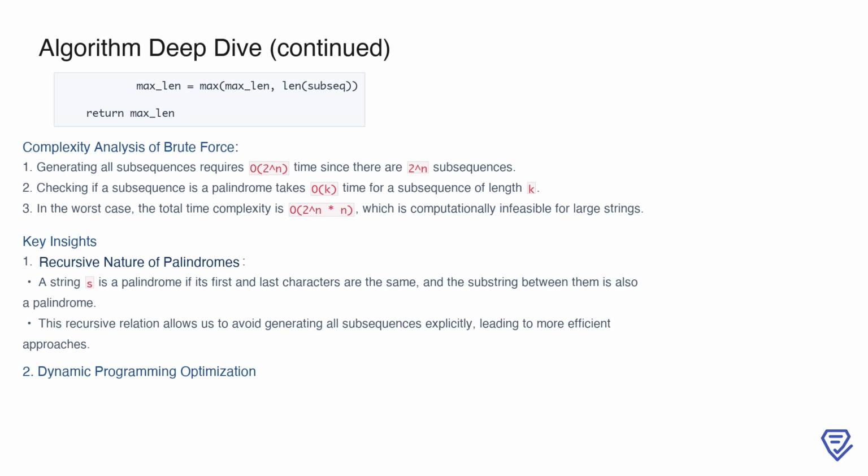Specifically, if the first and last characters of a string are the same, and if the substring between them is a palindrome, then the entire string is also a palindrome. This recursive property allows us to rethink the problem and avoid generating all subsequences explicitly. Instead, we can leverage dynamic programming to optimize the solution.